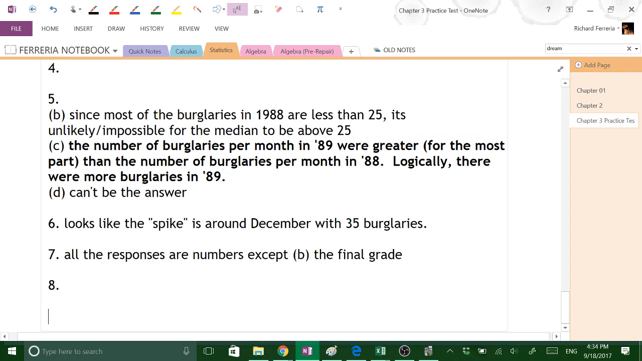Let's take a look at 9. Okay, we have histograms for 9 and 10, and the question that gets asked all the time is, why are there 2 histograms for the same data? And the answer is, it's to confuse you, obviously. These histograms both represent the same data, and your job is just to figure out which one of these is more appropriate to answer the question.